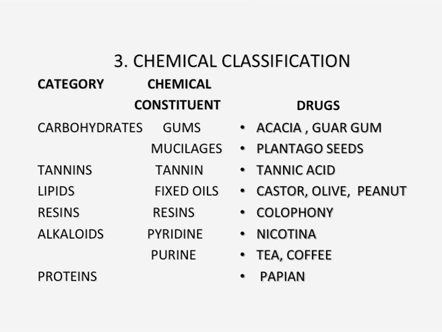Lipids, these are fixed oils extracted from castor, olive and peanut. Alkaloids are extracted from Nicotiana tabacum and Coffea arabica. Some proteins are extracted from Carica papaya. So, this type of classification is called a chemical classification.